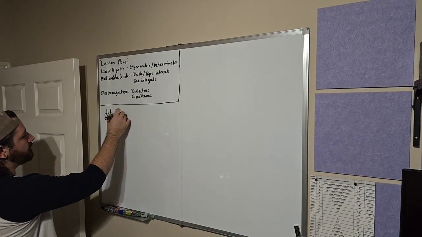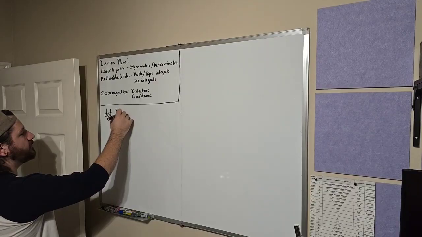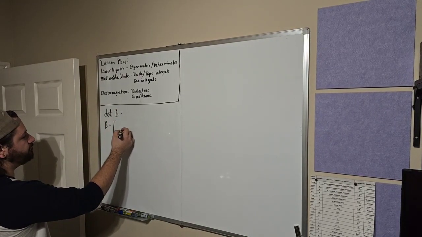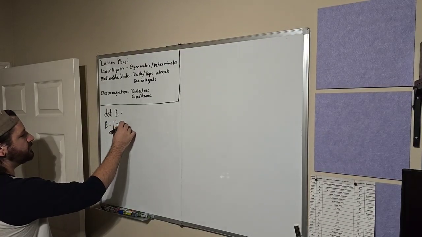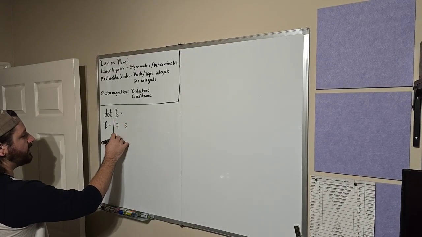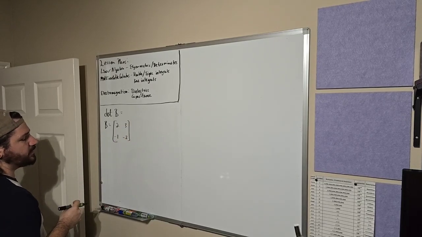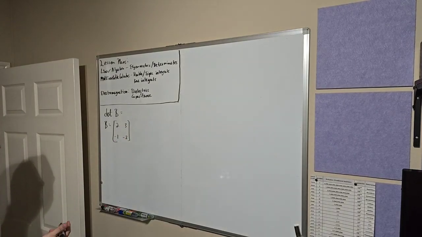2x2 matrix we're calling B, where B is equal to, I don't know, let's do 2, 3, -1, and -2. See what happens. So there's a couple ways to do determinants.